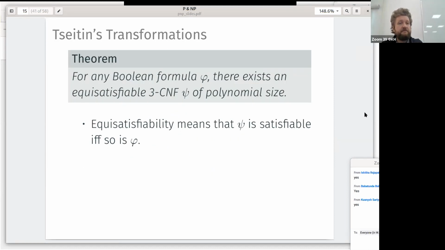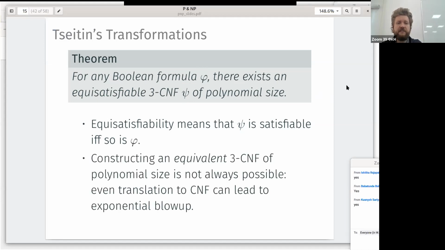So again, one more name in this field, Tseitin, who invented the transformation of Boolean formulae to equisatisfiable 3-CNFs. And this equisatisfiability will be of polynomial size. Equisatisfiability means that the new formula is satisfiable if and only if the old formula is satisfiable. Notice that equisatisfiability is weaker than equivalence. Of course, if you have two formulae which are logically equivalent, then they are equisatisfiable, because if you satisfy one, by the same assignment you satisfy the other one.